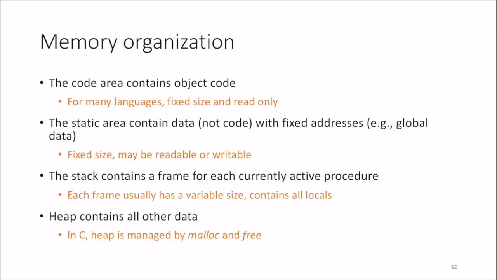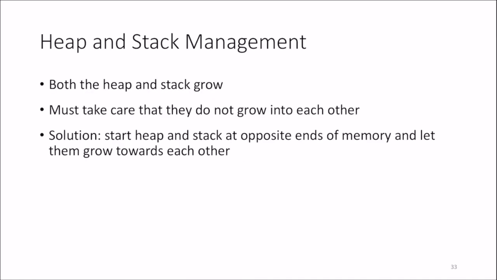So in C, the heap is managed by malloc and free. These are the library calls that it uses to allocate and deallocate memory. And so both the heap and the stack can grow dynamically during the runtime of the program.